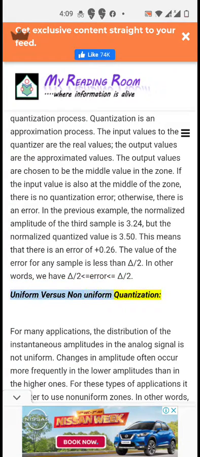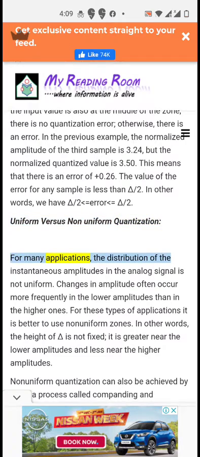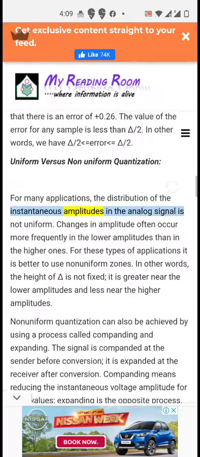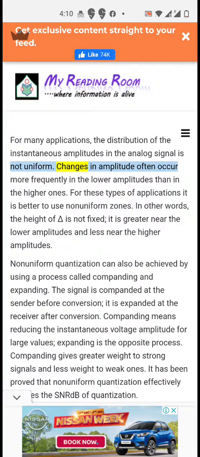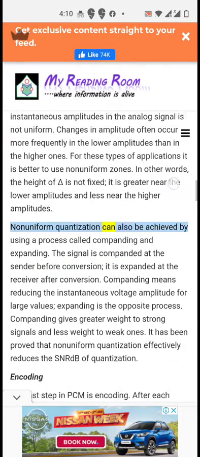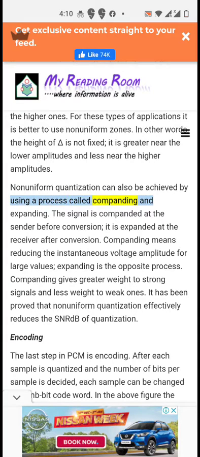Uniform versus non-uniform quantization. For many applications, the distribution of the instantaneous amplitudes in the analog signal is not uniform. Changes in amplitude often occur more frequently in the lower amplitudes than in the higher ones. For these types of applications, it is better to use non-uniform zones. In other words, the height of Δ is not fixed, it is greater near the lower amplitudes and less near the higher amplitudes. Non-uniform quantization can also be achieved by using a process called companding and expanding.